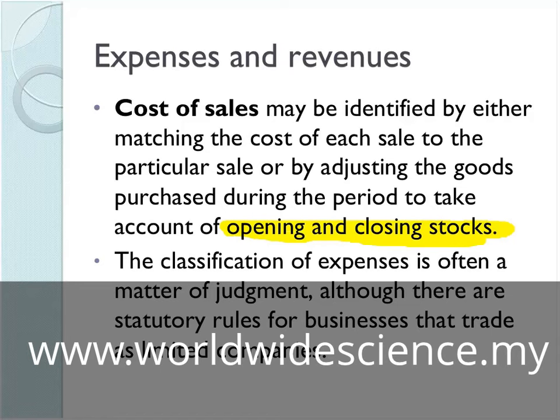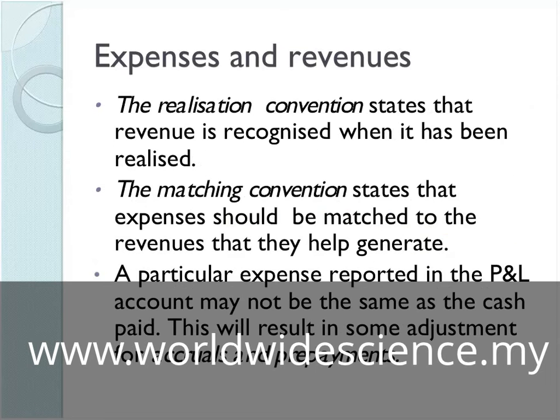Now, this all related to the retail businesses. So next, the realization convention states, you remember we had the accounting principles. We have some convention principle which states that the revenue is recognized when it has been realized, right? And the matching convention states that the expense should be matched to the revenue that they help generate. And a particular expense reported in the profit and loss account may not be the same as the cash paid.